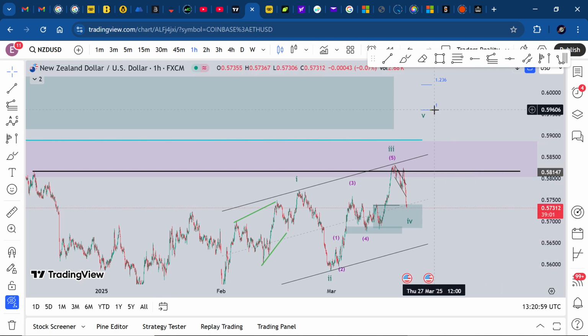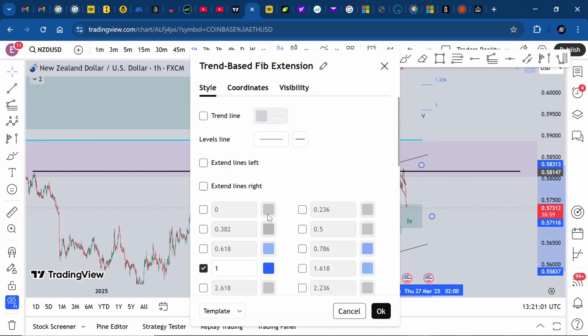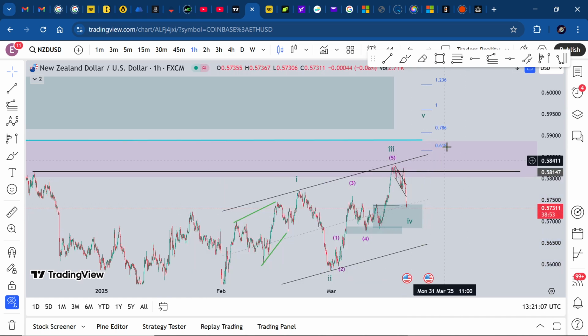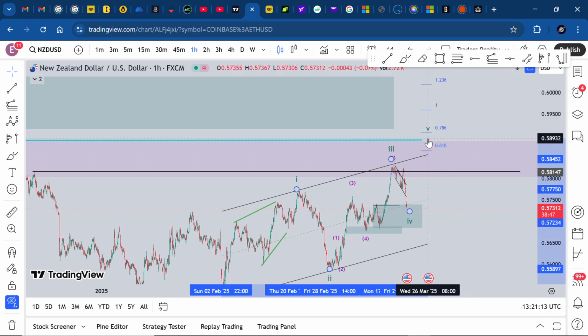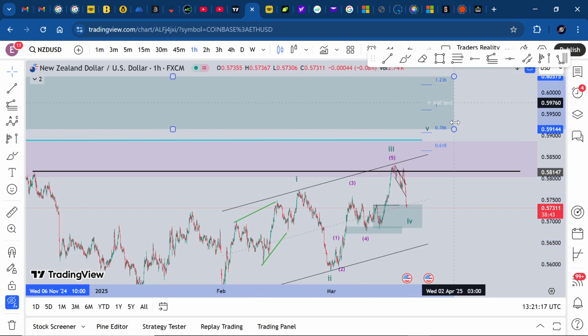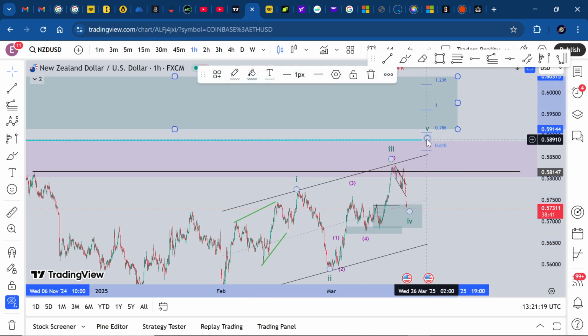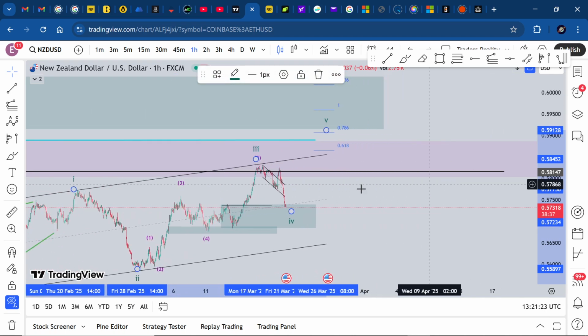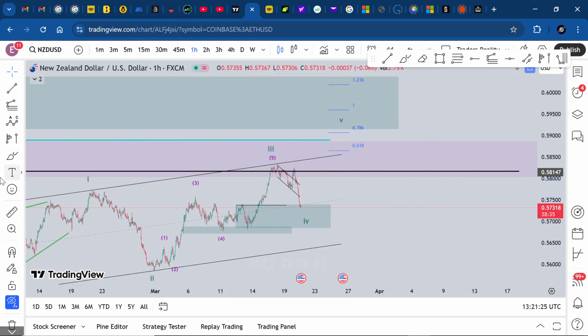Common price target for this fifth wave, because I am viewing it as a diagonal currently, it's the best count, is between these two, the 0.786 and the 618. So I would say at least the 0.786, because we want to take out this high, and we do also want to touch this box. So up in here, that's my target for this NZD trade.